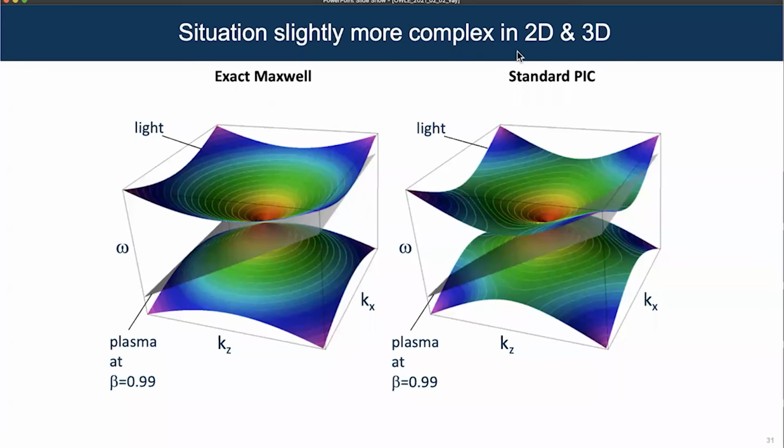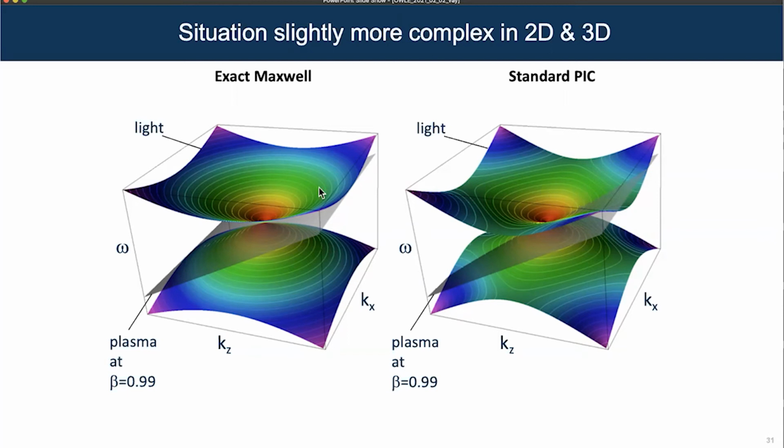It's slightly more complex in 2D and 3D. So the equivalent plot here: you see the light cone here, and then the plasma that goes close to the speed of light is represented by a plane now. So you have the wave number along two directions and omega for the vertical axis. And that's the undistorted light propagation on the left. Now on the right, you see that if you have a distorted light propagation, it's not really a cone anymore. Because of the finite difference approximation, now you have some crossing, and it's unstable at the crossing.